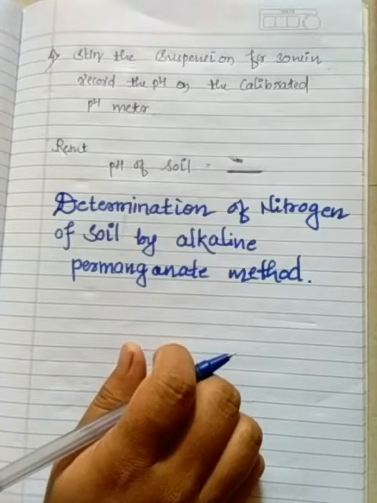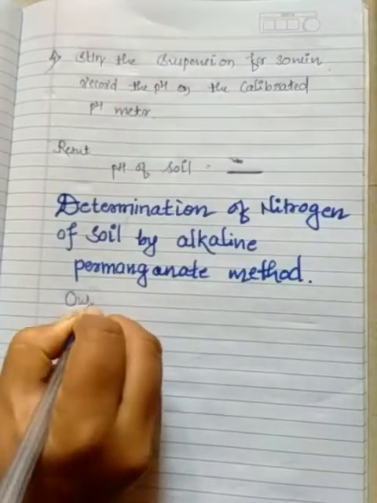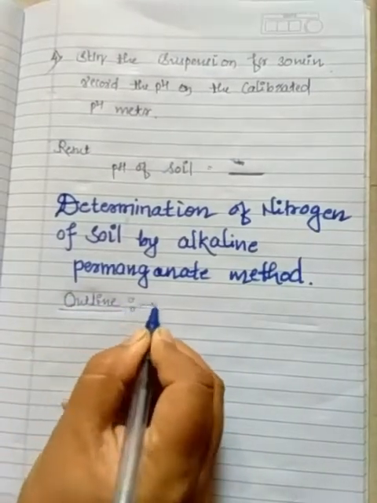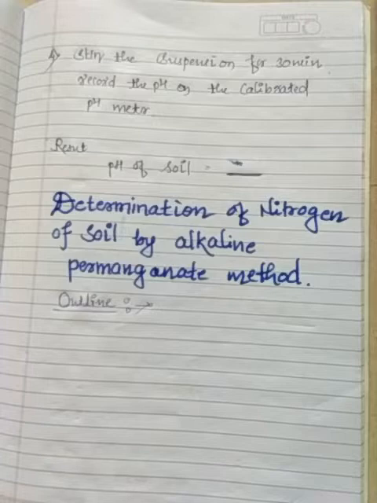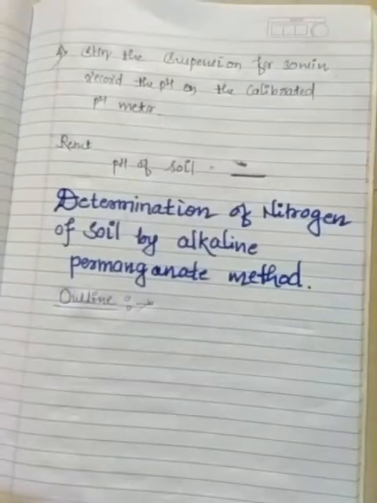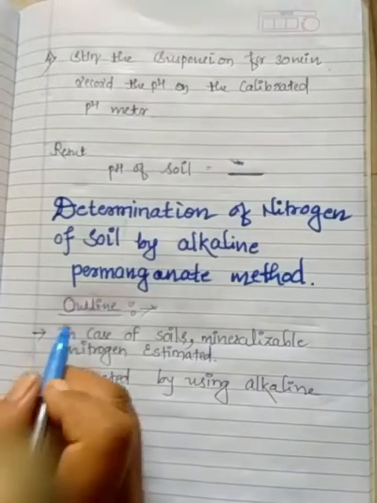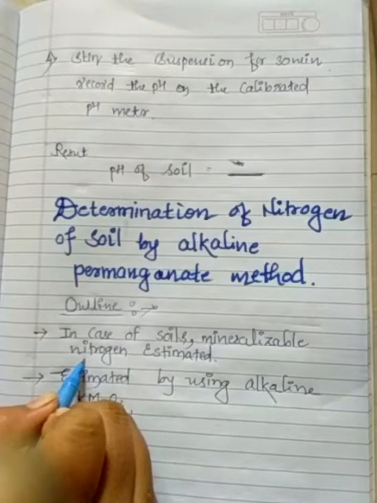Okay, so for this I will first tell you the outline of this experiment. Let me tell you all the parts of this experiment, starting from the outline itself. Looking at your outline: in case of soils, mineralizable nitrogen can be estimated. What we are dealing with here is determination of nitrogen of soil by the alkaline permanganate method.